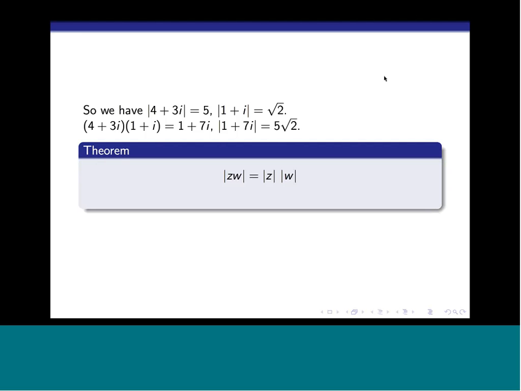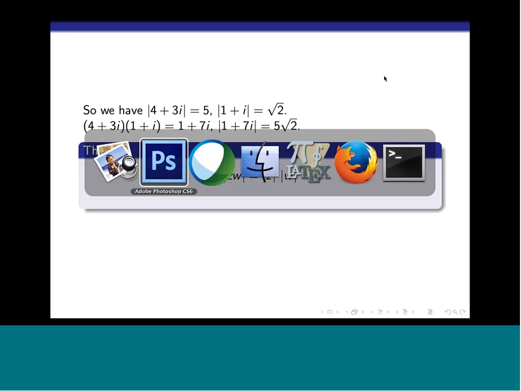Okay, the proof is in the book, on page 90. But I can go with you a little bit.